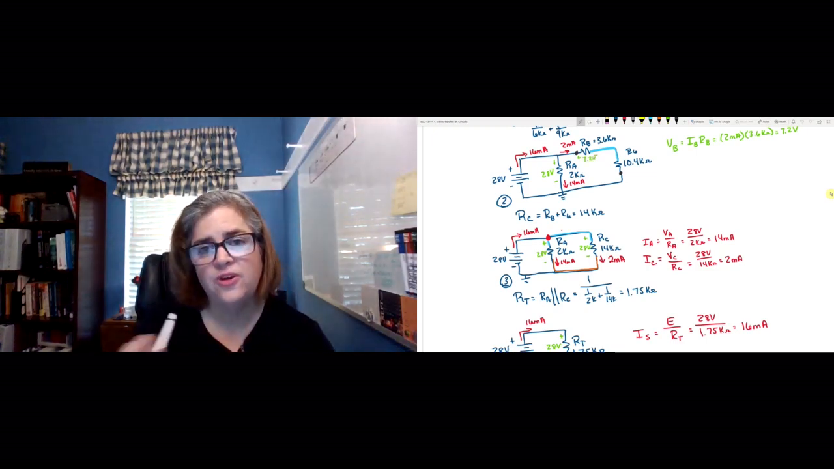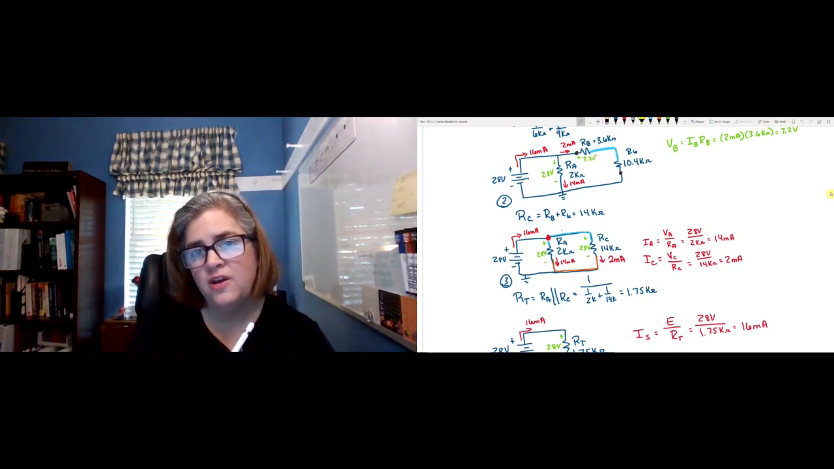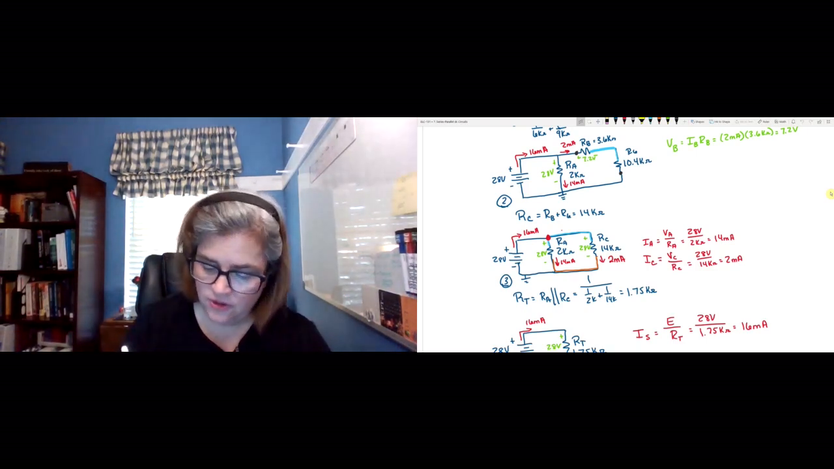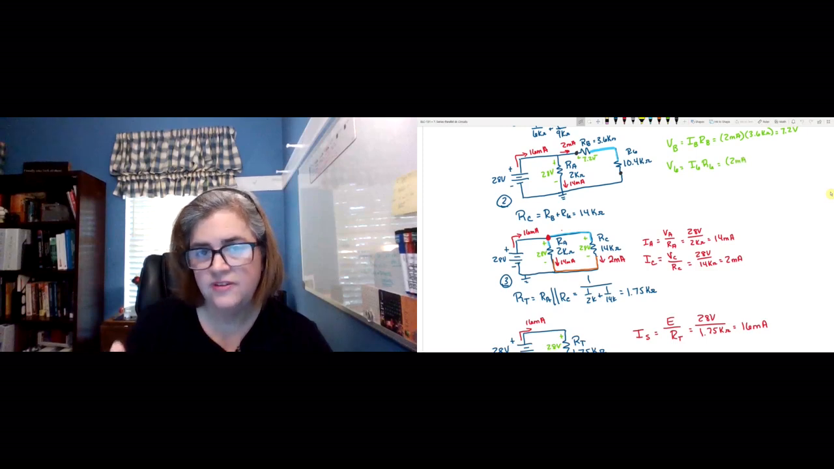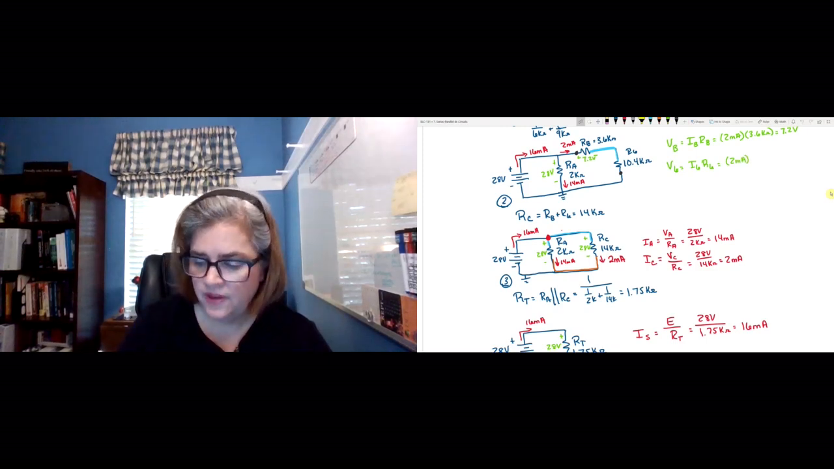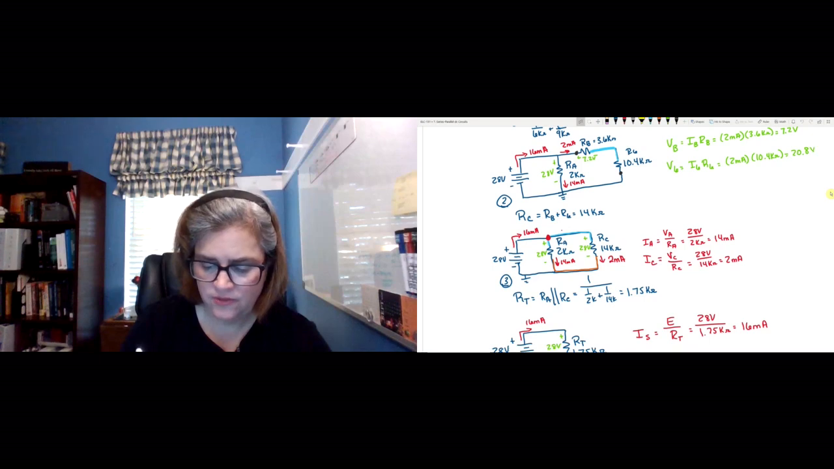The direction is going to be in the direction of the current. So the current comes in on the more positive side, and then we drop voltage across the resistance in the direction of the current because it takes energy to push that current through there. So there's VB. V6 is going to be the current through R6 times R6. Again, that's 2 milliamps because it's in series with RB, times the 10.4 kiloohms. So 20.8 volts we'll see drop across R6.